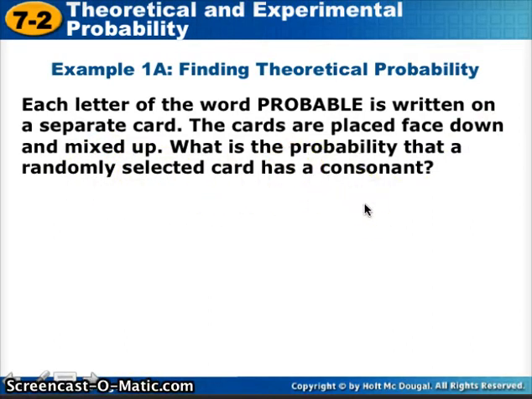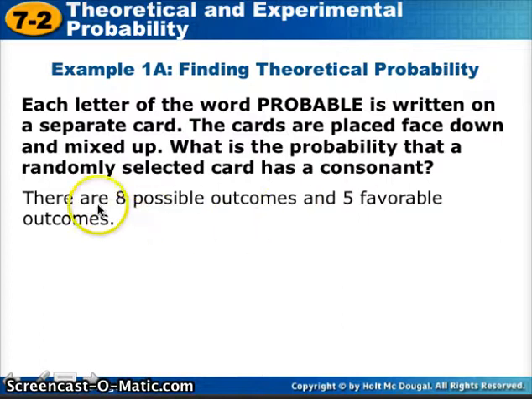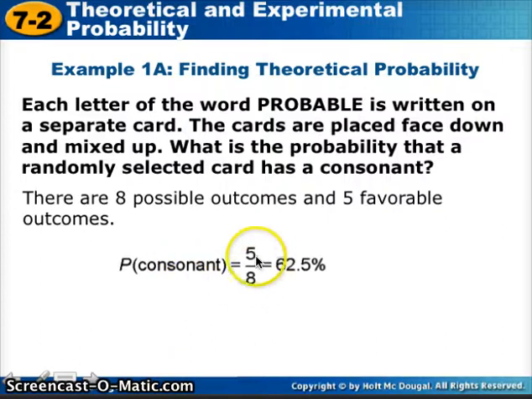Okay, so we look at the word probable, and we can see that there are 8 possible outcomes because there are 8 letters in the word, P-R-O-B-A-B-L-E, and 5 favorable outcomes. The outcome that we want is a consonant. So how many consonants? We count the P, the R, both B's, and the L. So that's 5 of them. Now, to find the theoretical probability, we just divide the favorable over the total, 5 over 8, and we get our probability of 62.5%.